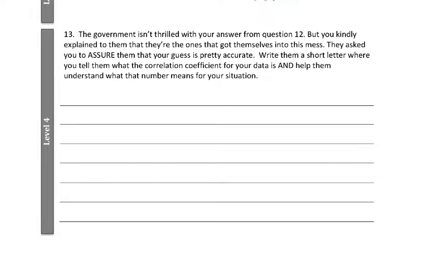Now, question 4. Question 4 is me kind of checking to see how well you understand what a correlation coefficient is. So I need you to be specific when you mention correlation coefficients in this fake letter you're writing to the government. If you can demonstrate that understanding, I'm going to give you a point for that level 4 question. If you can't demonstrate that understanding, then you're not going to get that question. So just be prepared.